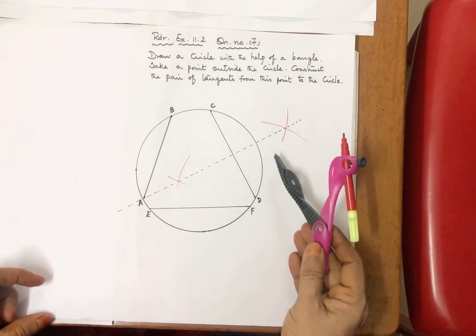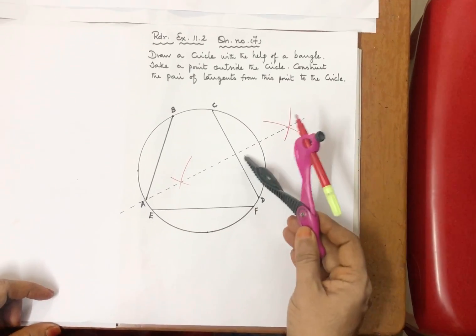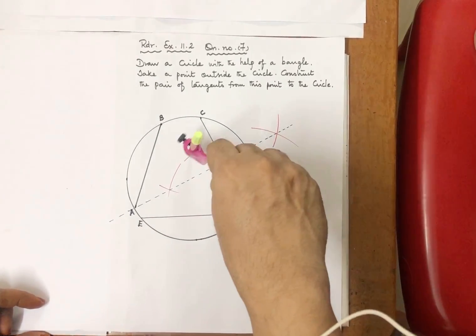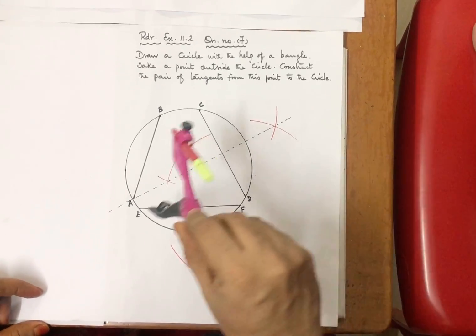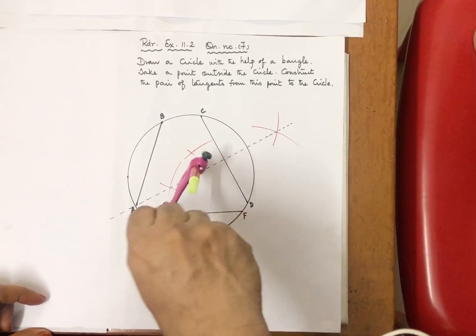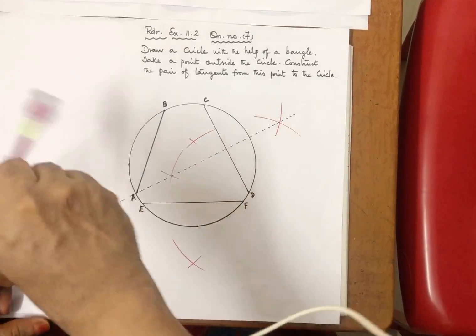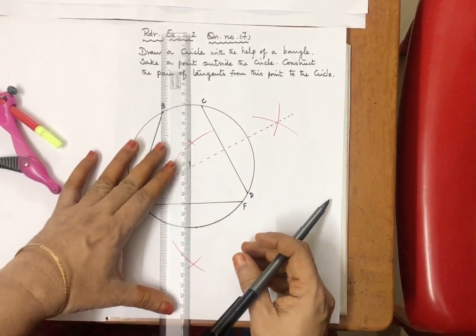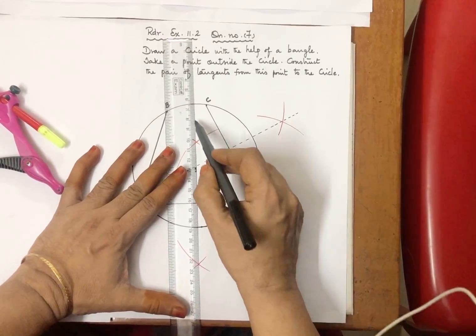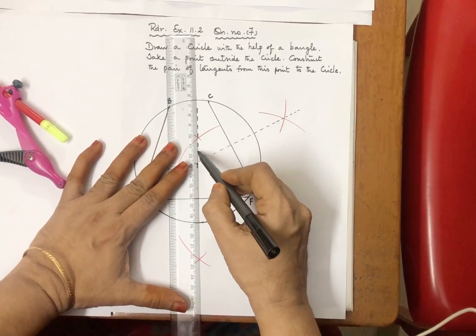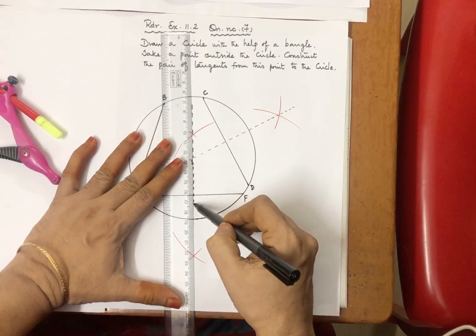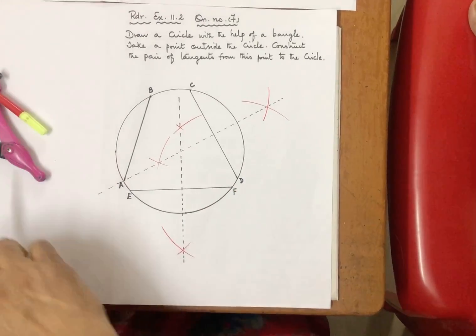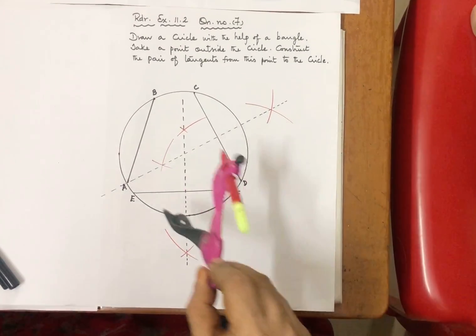So for this chord the perpendicular bisector is ready. Now for this chord, a slight arc you give. Now again join these two with dotted lines. Now go to the third chord.